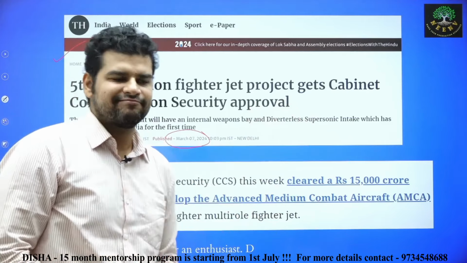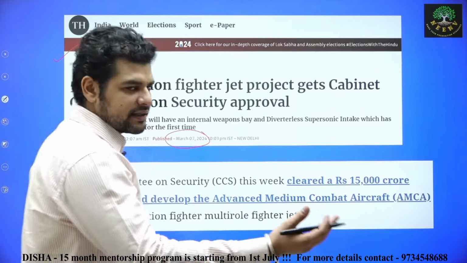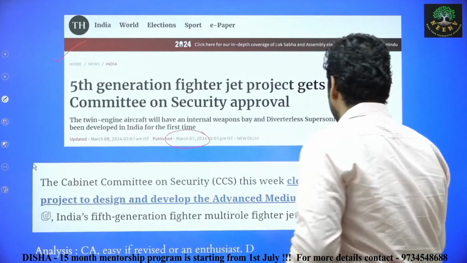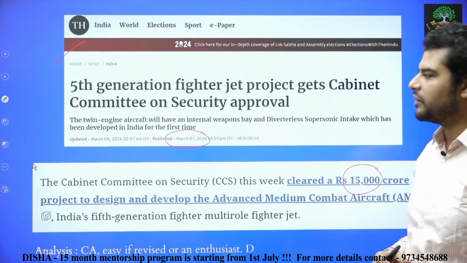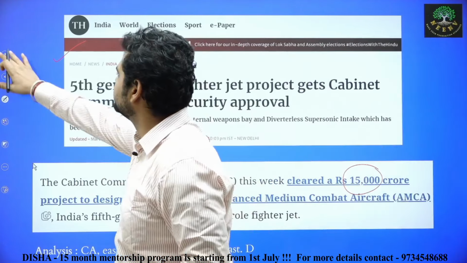So there was news that India, or let's say the Cabinet Committee on Security, has given 15,000 crores to develop our own 5th generation aircraft. So this was in the news in March of 2024. So let us see the 4th question now.